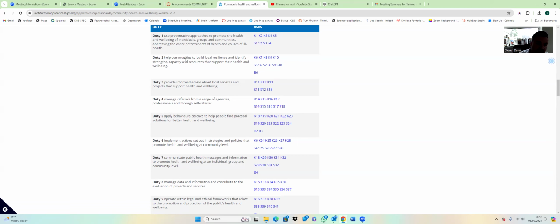Duty 2 looks at help to build community resilience and identify strength and capacity and resources. So that's about you creating your own toolkits and resources and looking at your third sectors like your charities and organisations to help promote health and well-being. Duty 3 looks at providing information, advice and guidance about local services. So again, this comes into your toolbox, but remember there is now the Hub of Hope where you can find information about absolutely everything that you need to.